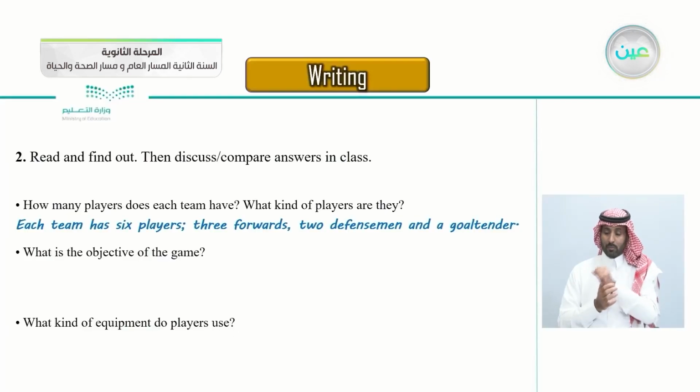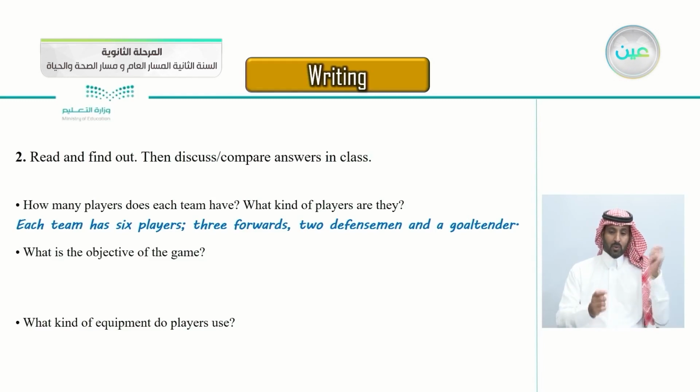Each team has 6 players. So the total is 6 players a team. 3 forwards, 2 defensemen, and a goaltender. Again, 6 players. What kind of players are they? 3 forwards, 2 defensemen, and a goaltender.